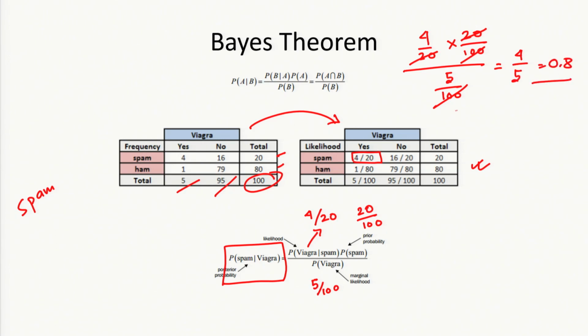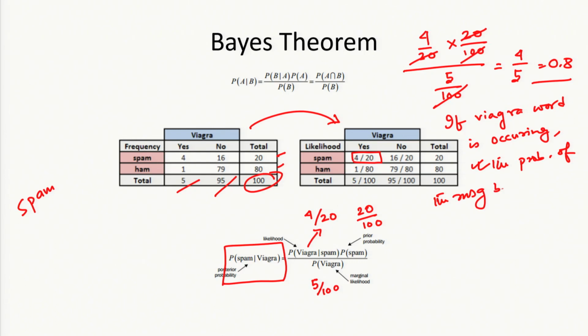That means that if the Viagra word is there in my message, the probability of the message being spam is 0.8. If this value is higher than a cutoff that you set on your own, then that particular message will be a spam message. So, that is how we try to deal with spams.